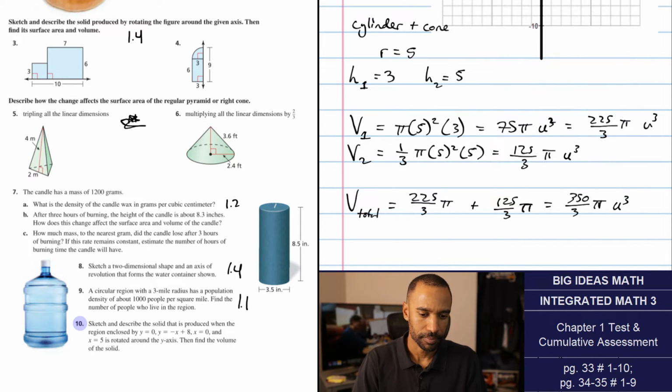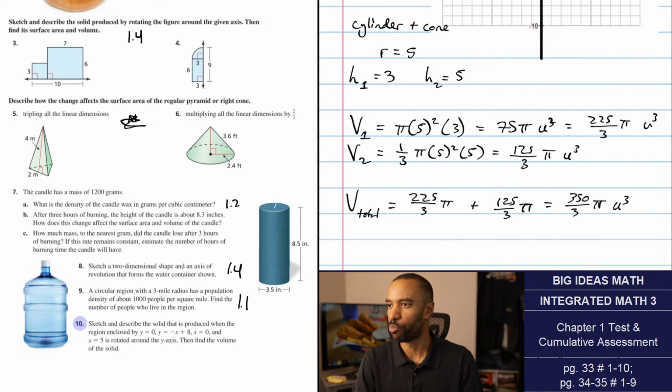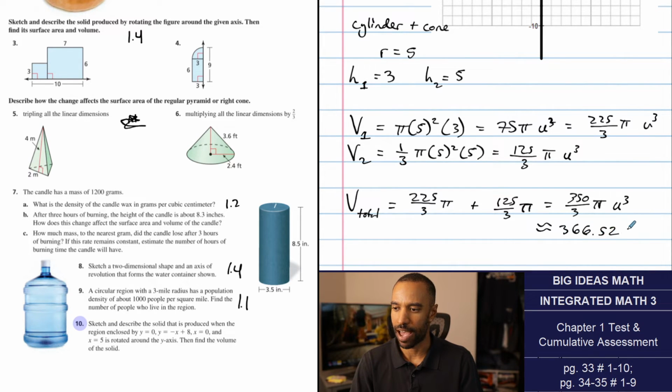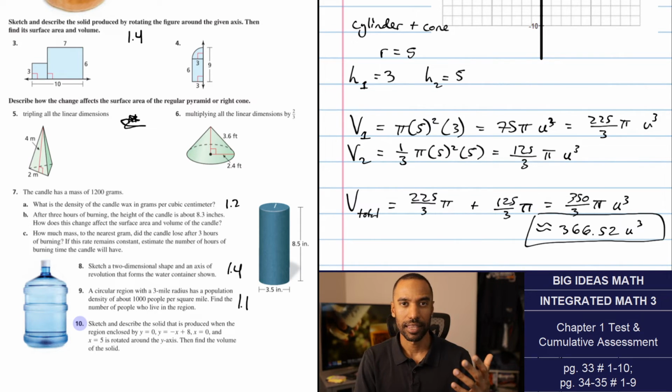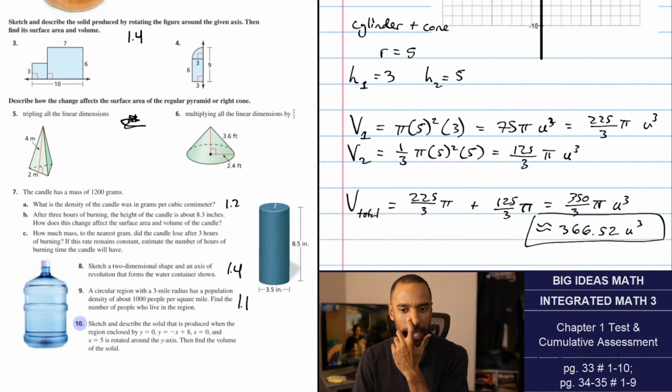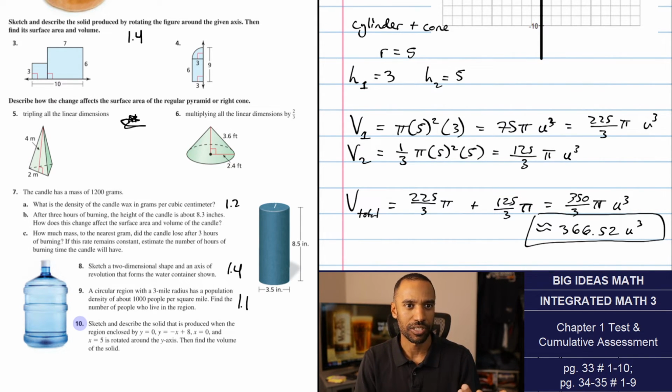And I can't get to my calculator. Use my calculator. 350 thirds pi. I'm getting 366.52 about. 366.52 cubic units for that entire composite solid that we're looking at there. Okay, so we have both the cone and the cylinder added together, and we get that. And that was number 10, right? That was the very last question that we had from the chapter test portion.